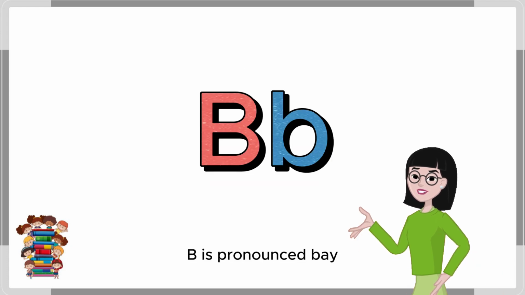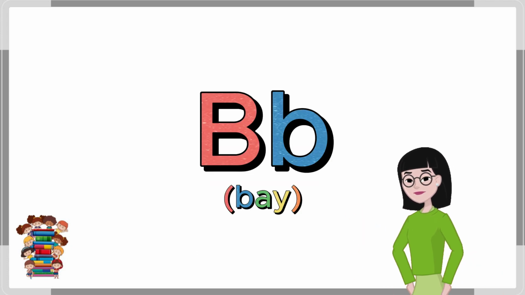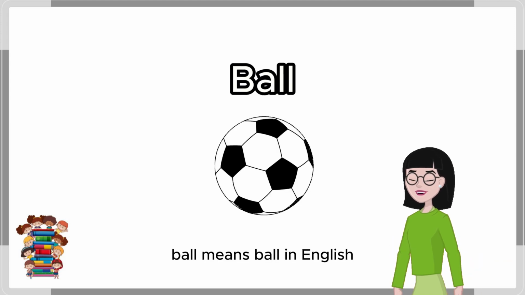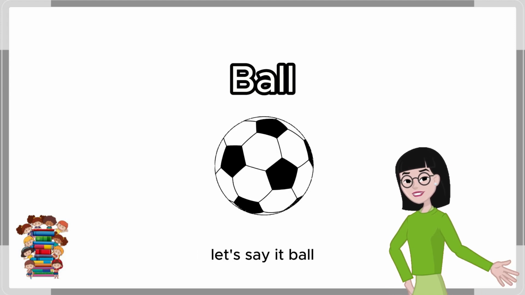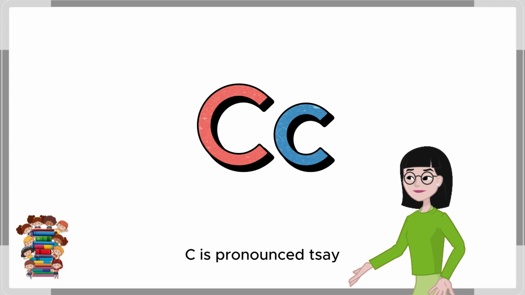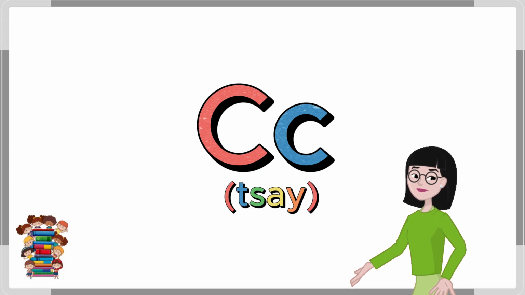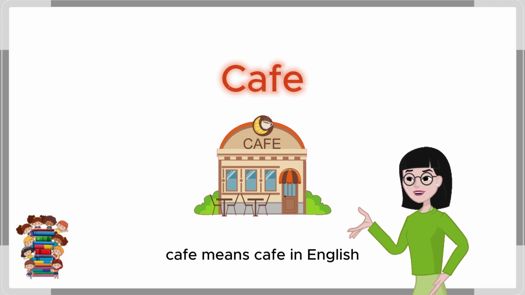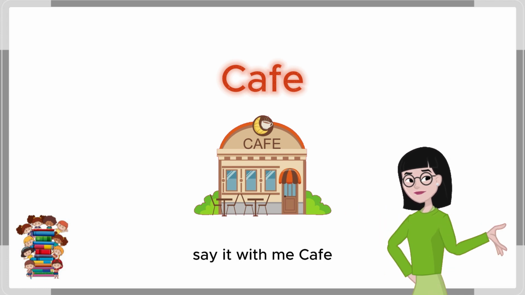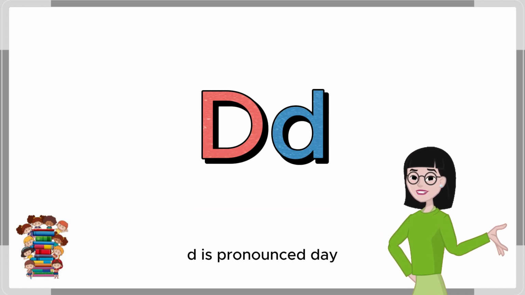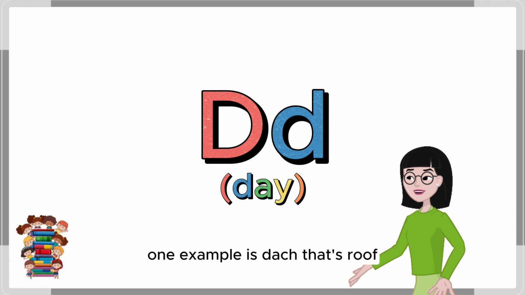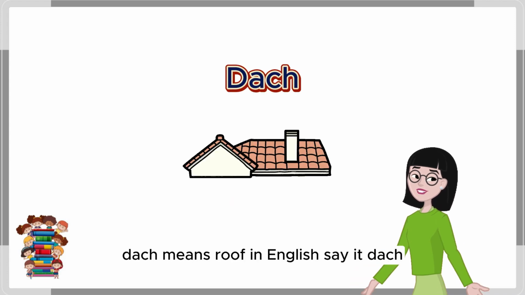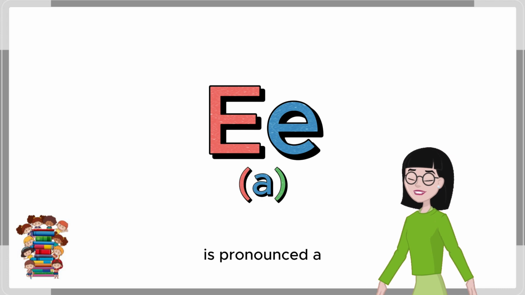B is pronounced bay. One example is Ball, that's ball. Ball means ball in English. Let's say it, Ball. C is pronounced tsay. One example is Café, that's cafe. Cafe means cafe in English. Say it with me, Café. D is pronounced day. One example is Dach, that's roof. Dach means roof in English. Say it, Dach.